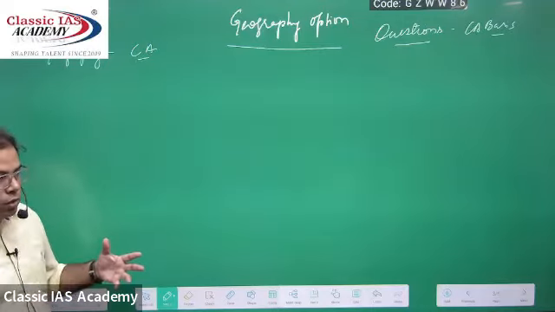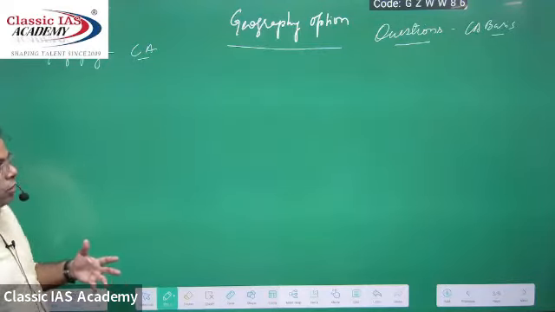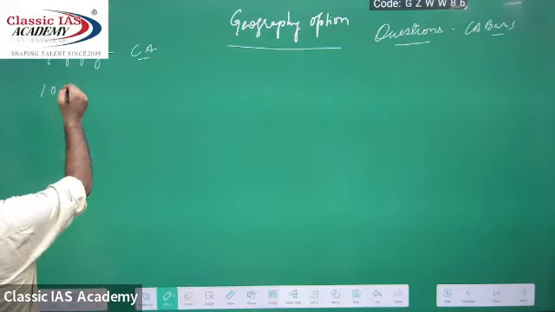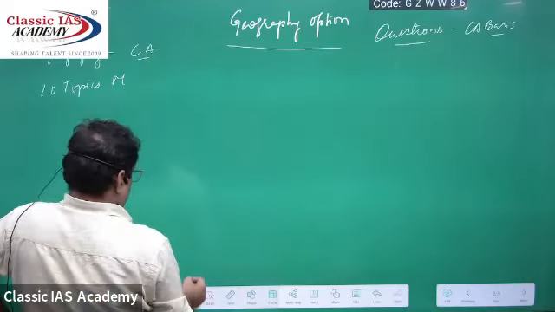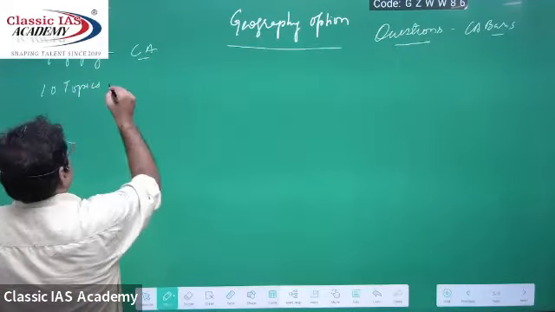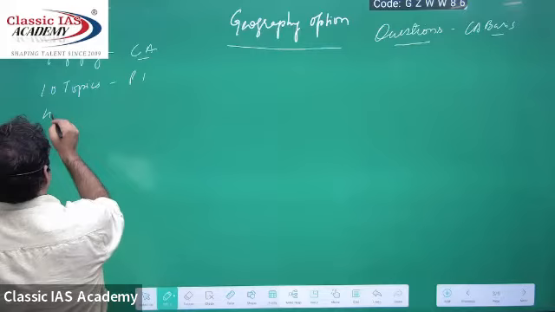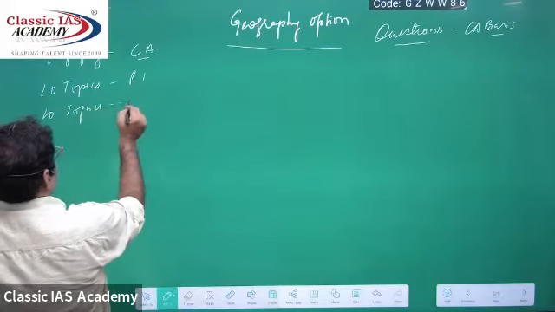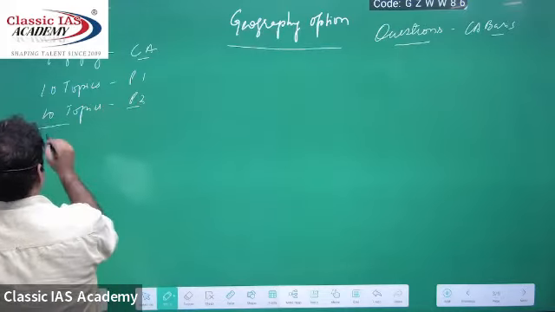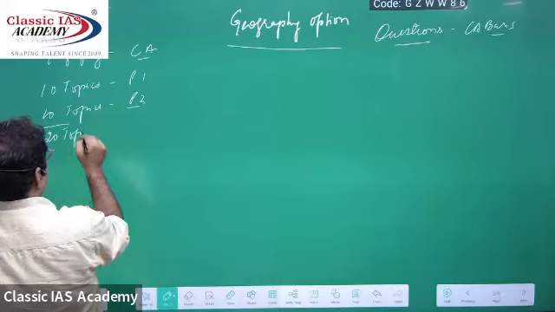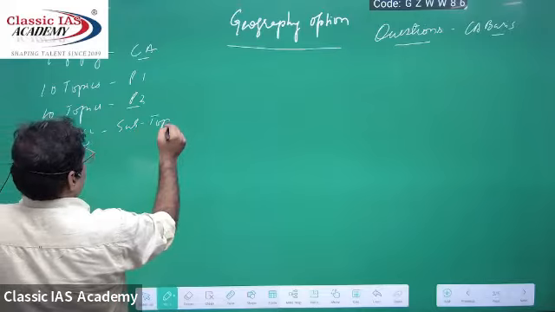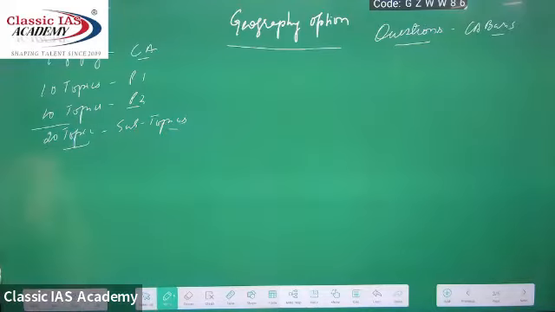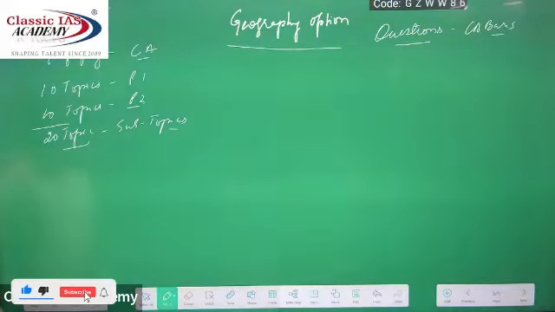The wide portion of geography that is included in the syllabus has 10 topics in paper 1 and 10 topics in paper 2. So in total there are 20 main topics, and they also have subtopics. That is a brief of the syllabus. We will discuss the syllabus in detail also.